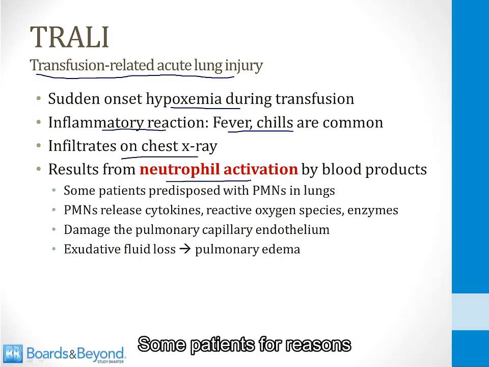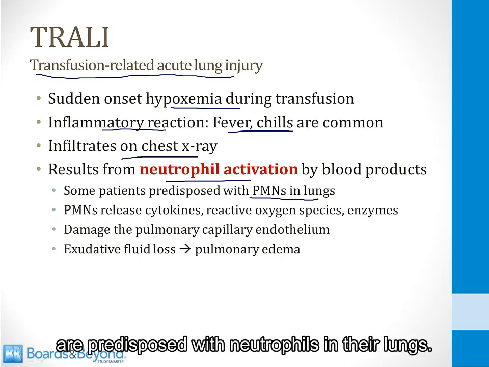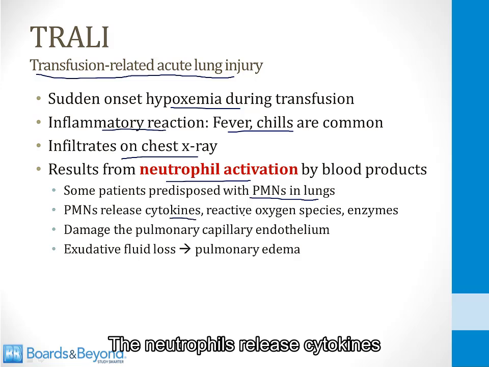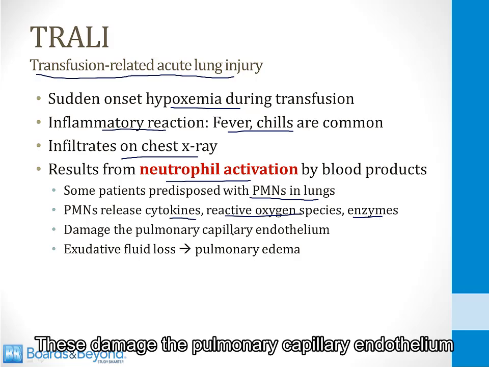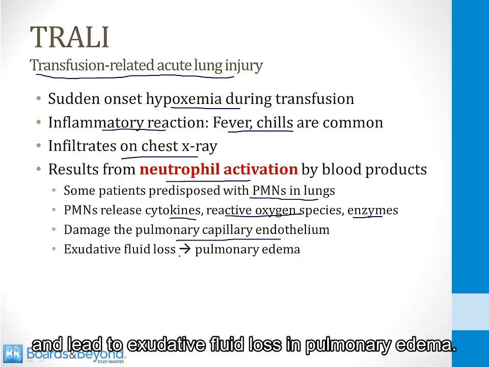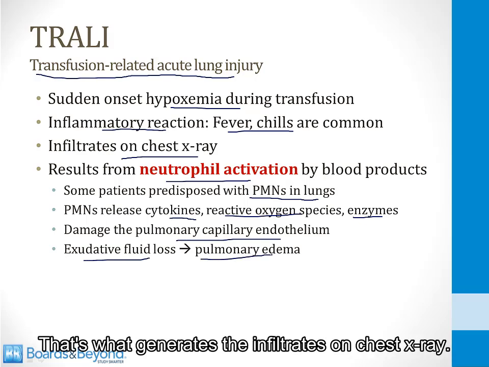Some patients, for reasons that are not entirely understood, are predisposed with neutrophils in their lungs. The neutrophils release cytokines and reactive oxygen species and enzymes when exposed to the blood product. These damage the pulmonary capillary endothelium and lead to exudative fluid loss and pulmonary edema. That's what generates the infiltrates on chest X-ray.